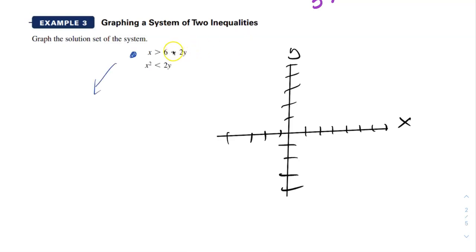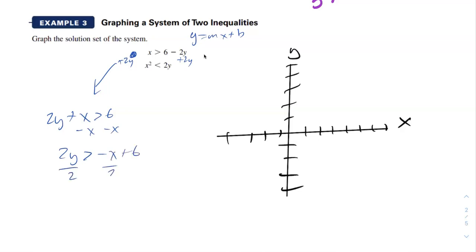So this is another linear system. So again, when you want to graph a linear system, you want to put y equals mx plus b. So let's move over to 2y. So 2y plus x is greater than 6. Subtract the x from both sides. 2y is greater than negative x plus 6. Divide everything by 2. Y is greater than negative 1/2 x plus 3. So start at 3. Slope of negative 1/2, so I'm going to go down 1 and over 2.